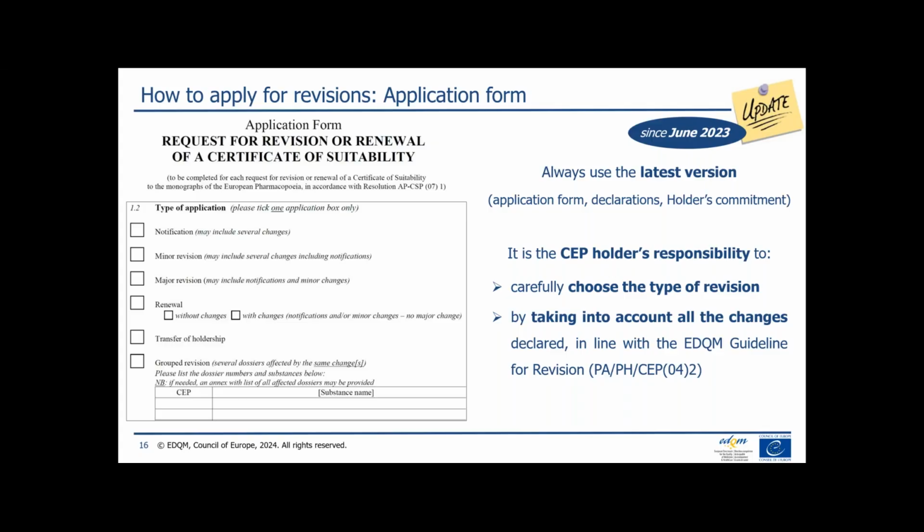In the application form, you should select the correct type of revision, so notification, minor, major. Renewal can be without or with changes, grouped revisions, etc. So it is the SEP holder's responsibility to carefully choose the type of revision and to take into account all the changes declared.